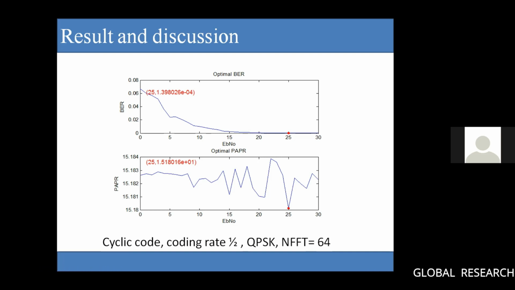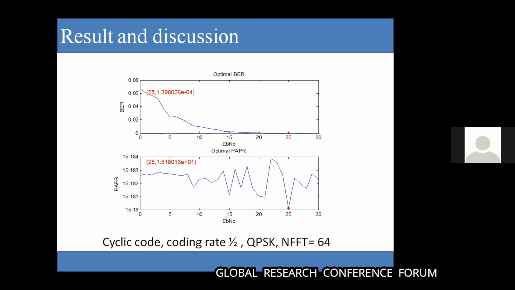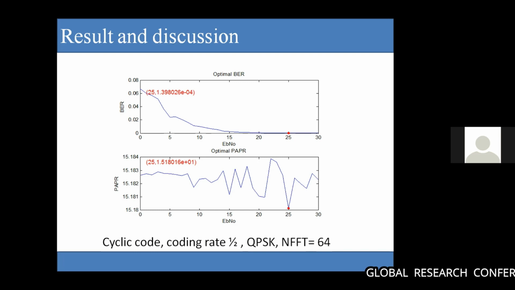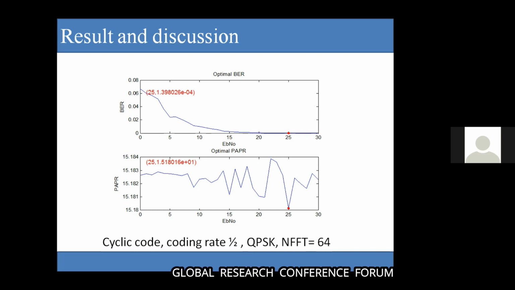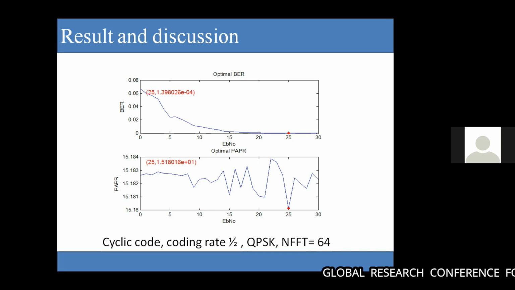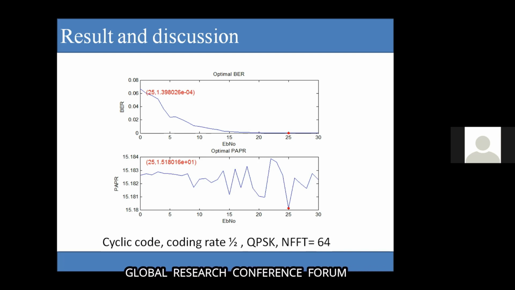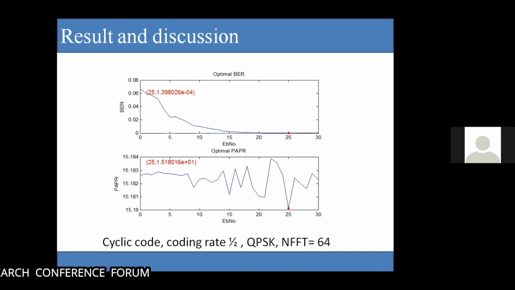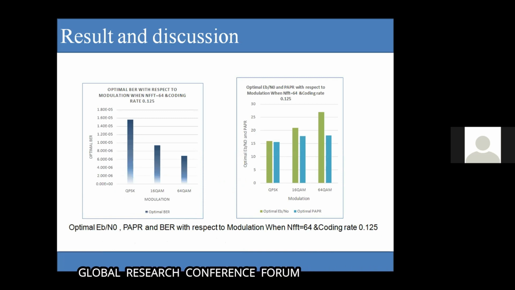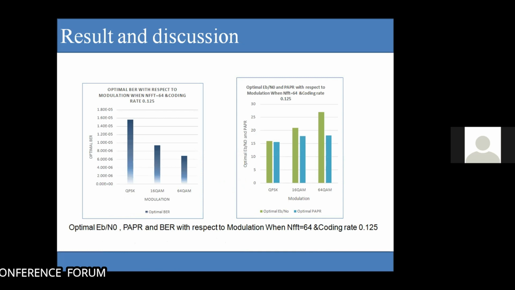Eb means the bit energy. If the bit energy is equal to 25, considering N0 is equal to 1 ideally, in that case we are getting better performance of the channel. So in that way, we are getting the optimal value of Eb/N0 as well as the optimal BER and then the PAPR.